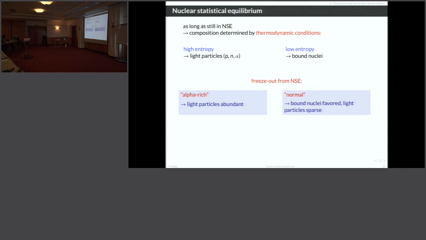At high entropy conditions, the freeze out material will still contain lots of light particles, so the light particles are abundant, and this is called the alpha-rich freeze out. If freeze out from nuclear statistical equilibrium happens under low entropy conditions, then we have so-called normal freeze out, and the bound nuclei are favored, and we don't have light particles being so abundant. And this is actually important for nucleosynthesis effects that I will discuss on Saturday probably, that allow us to distinguish between different scenarios for thermonuclear supernova explosions.